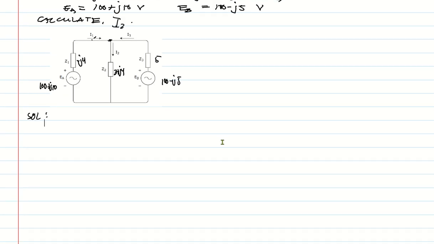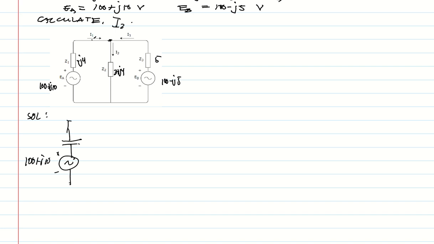So the first step in applying superposition is we remove all the sources except one. We have two sources here, so we can just remove EB and retain EA. And we have Z1, which is negative J4, that's a capacitive, so let's draw here a capacitor. Then we have that voltage EA, so this is our EA, equal to 100 plus J10. This is an AC source.